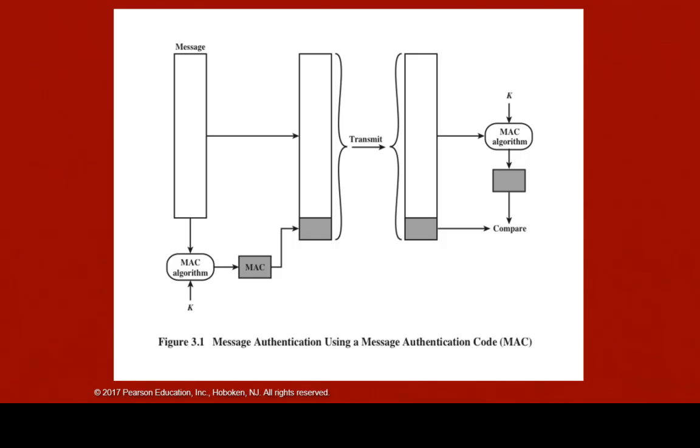A number of algorithms could be used to generate the code. The NIST specification, FIPS Pub 113, recommends the use of DES. DES is used to generate an encrypted version of the message, and the last number of bits of ciphertext are used as the code. A 16 or 32-bit code is typical.